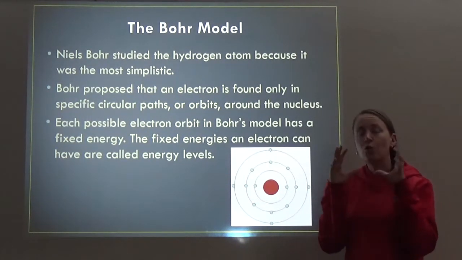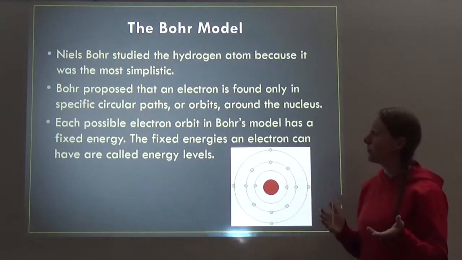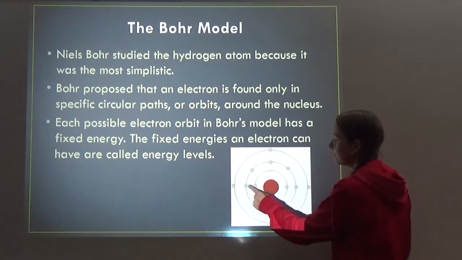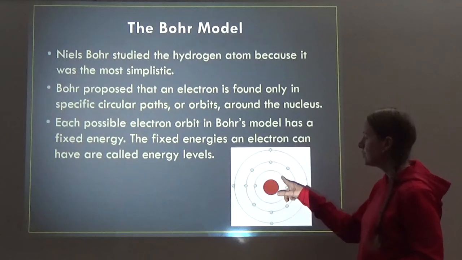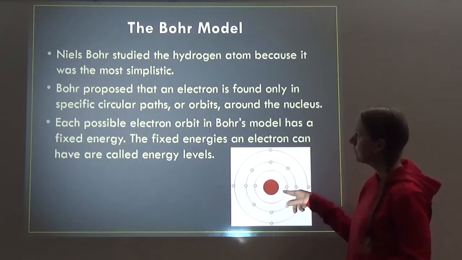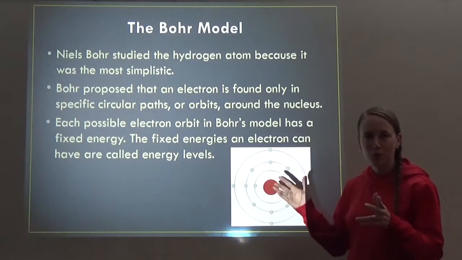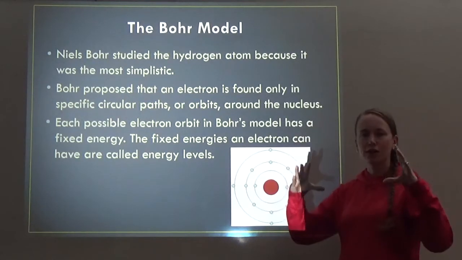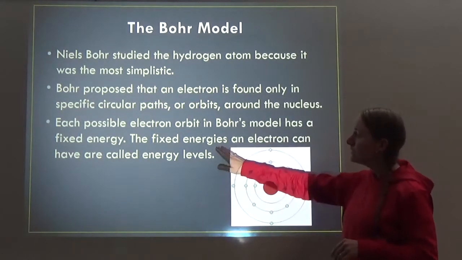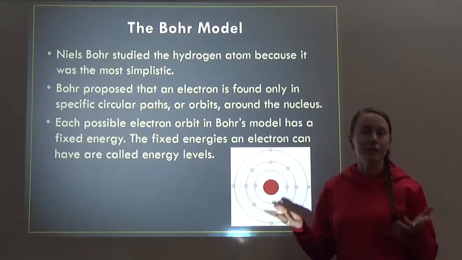So he started organizing where the electrons were. He made these energy levels, and he said that an electron can be at a specific energy level, but it can't necessarily be in between. It's either on the level or it's on the next level. And he's the first one to come up with that idea of energy levels.